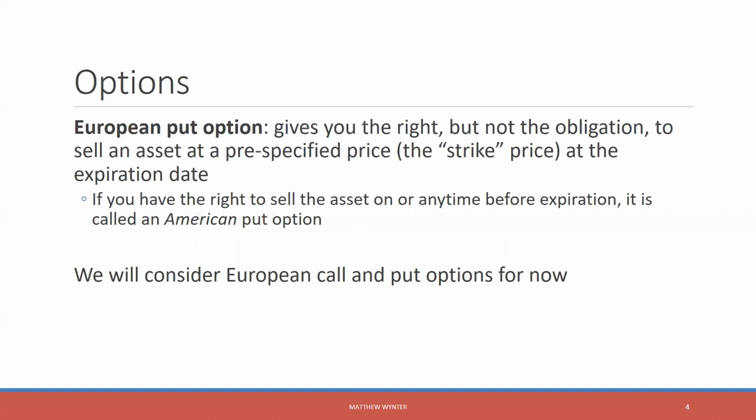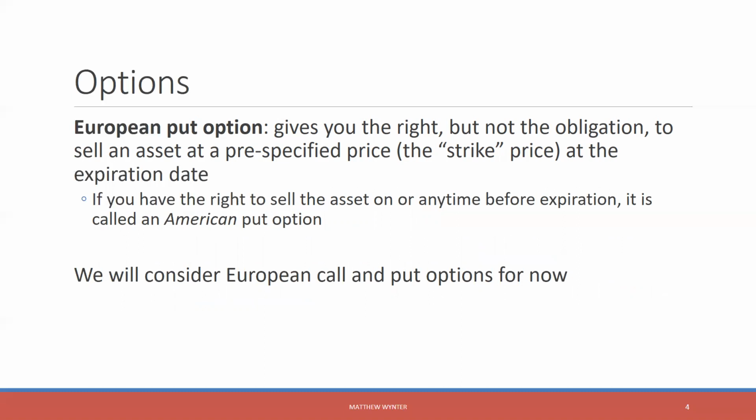A European put option. A put option will give you the right, but not the obligation, to sell an asset at a pre-specified price at the expiration date. Same intuition with an American and a European put option. With an American put option, I can use it whenever I want. With a European put option, I have to wait until maturation.